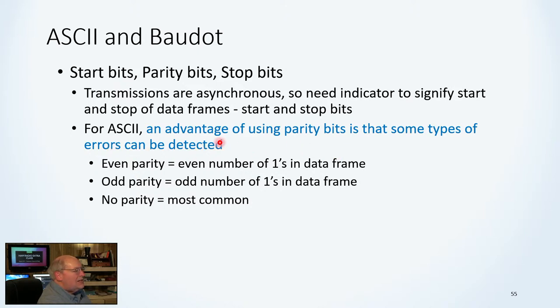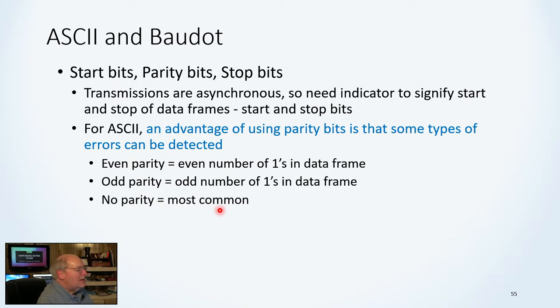Okay, for ASCII, an advantage of using parity bits is that some types of errors can be detected. Now, what are parity bits, you're probably wondering? Well, if there's going to be 7 or 8, depending upon the flavor of ASCII that we're using, we're going to count the number of ones and the number of zeros, actually just the number of ones, and if there's an even number of ones, then we're going to set the even parity bit. So we can tell electronically if the right number of ones are there. We don't know if they're in the right position. We don't know if there might be multiple errors, but some types of errors can be detected, wrong number of ones. So for even parity, even number of ones, odd parity is the odd number of ones in a data frame, and that's configurable on both ends.